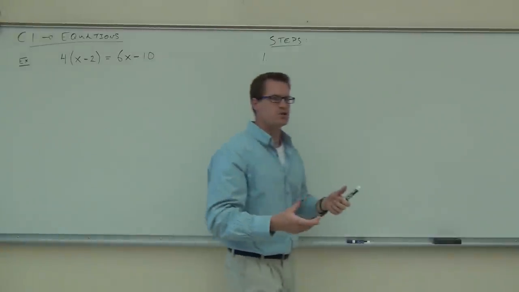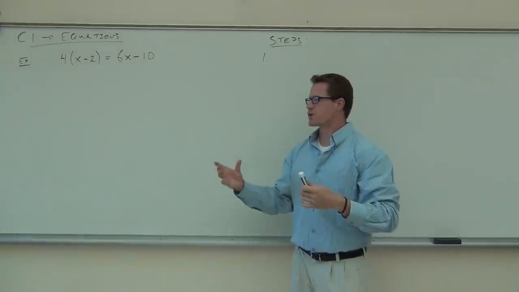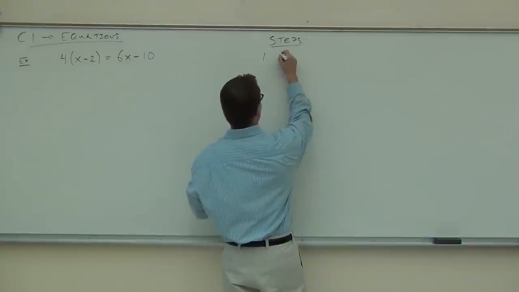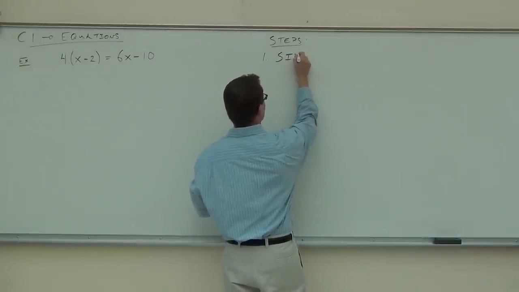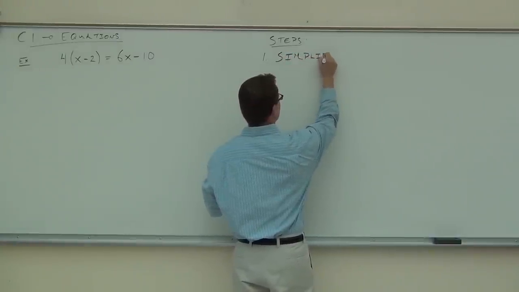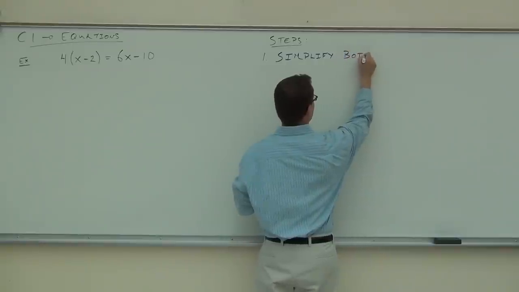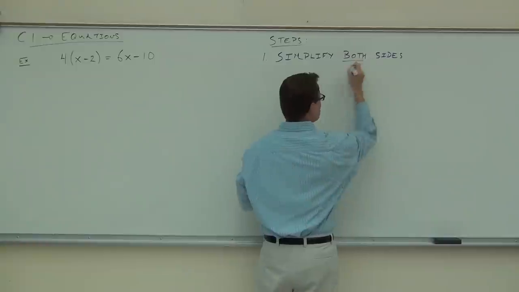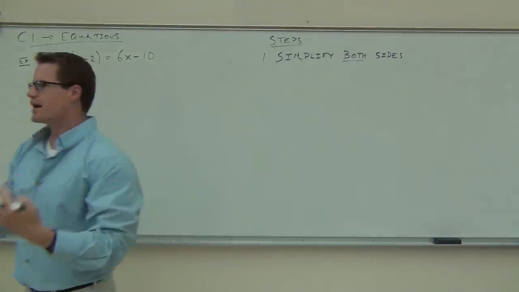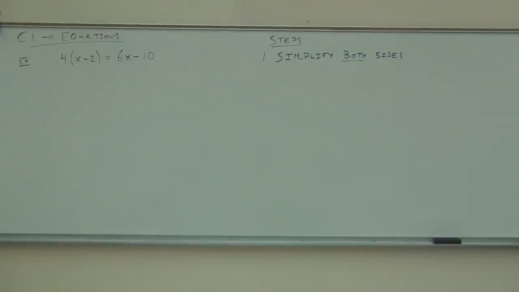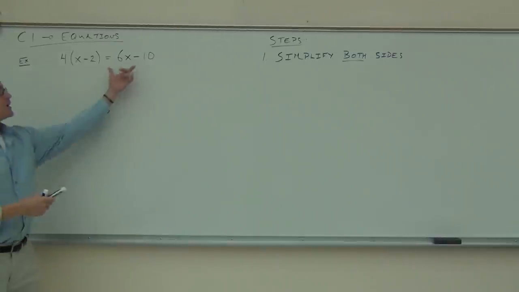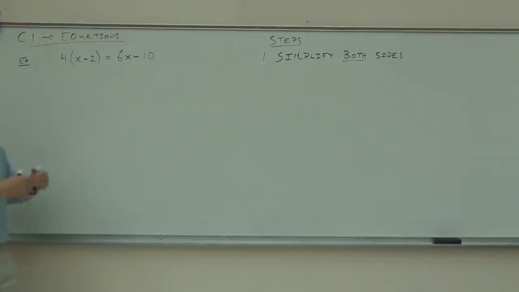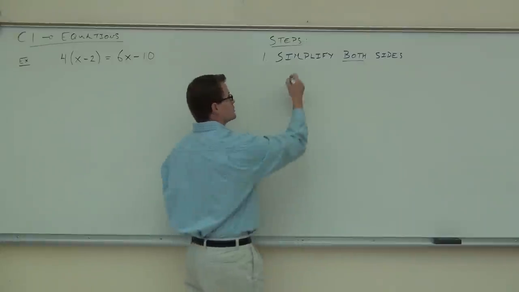So our first step to any equation is we're going to look at both sides of our equation, and we're going to simplify both sides. Of course, our equal sign tells us what the sides of an equation are. If we look at the right-hand side, we really don't have much to simplify there. We have some non-like terms. We can't combine them. We can't distribute. On the left-hand side, we have some parentheses. So what simplify means to us is that we could distribute.